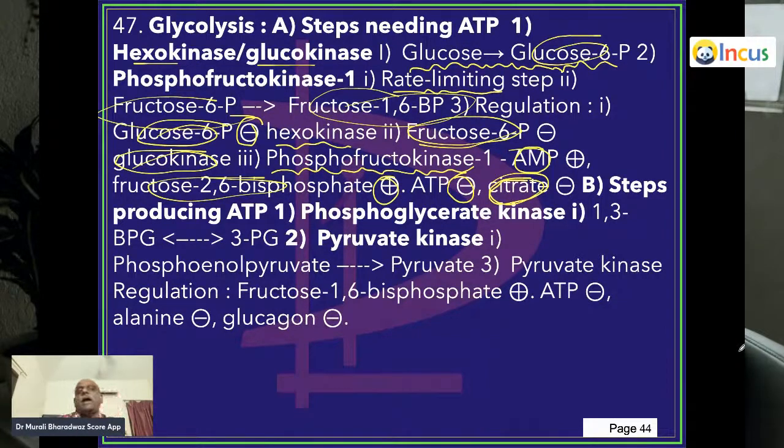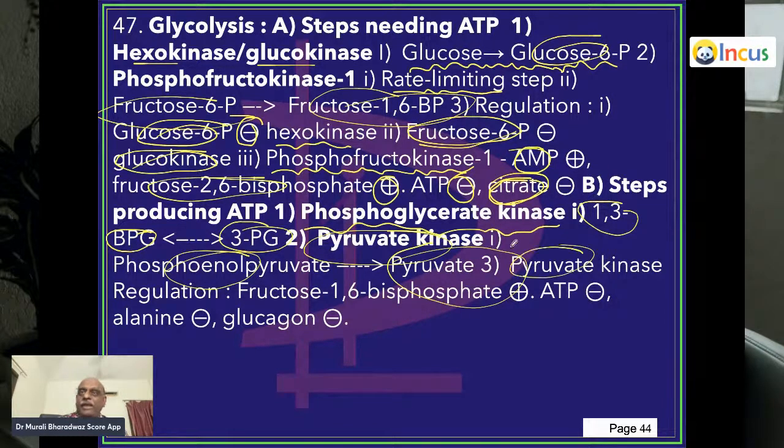Now, in which steps of glycolysis is ATP produced? When phosphoglycerate kinase is converting 1,3-diphosphoglycerate to 3-phosphoglycerate, that is the step at which ATP is produced. Then when pyruvate kinase is converting phosphoenolpyruvate to pyruvate, that is the second step where ATP is produced.